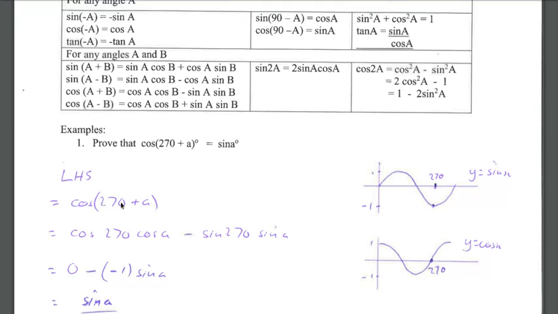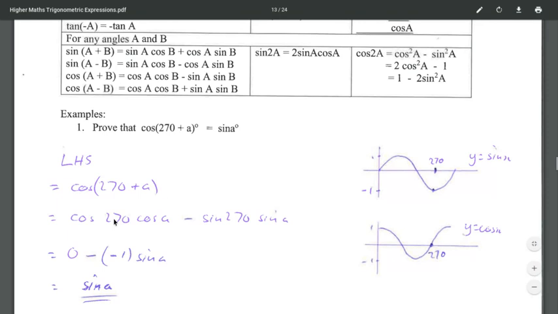What we definitely cannot do is write cos 270 plus cos a, because that would be absolute nonsense. It doesn't work that way. Please do not do that. So cos of a plus b, so cos 270 cos a minus sine 270 sine a.